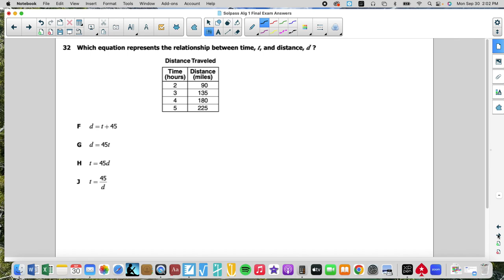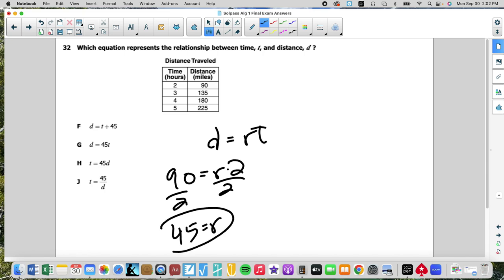Which equation represents the relationship between time and distance? Time and distance, distance traveled. Well, so I'm going to do this. Distance equals rate times time is typically how you do it. And if I plug in these situations, so 90 equals r times 2. Let's divide by 2. We get 45 equals my rate.